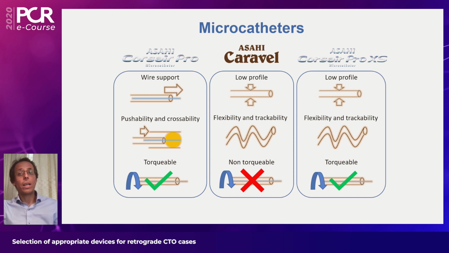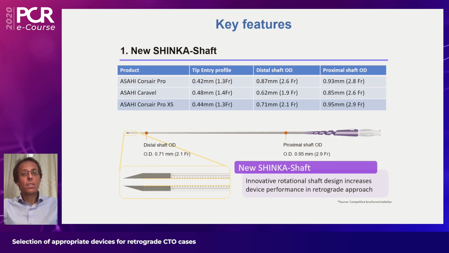And this is the solution nowadays, that you have a low-profile microcatheter, which is the Corsair Pro XS, which is flexible and has high trackability, and still you can torque this microcatheter and advance it forward. So here you can see the specific key features of the new shaft. You see the Asahi Corsair Pro with a 1.3 French entry profile, and the distal shaft is 2.6 French, compared to the Corsair Pro XS, which has a 1.3 French entry profile and only a 2.1 French distal shaft.